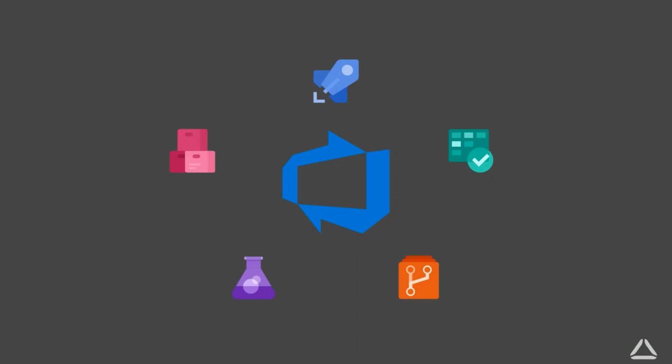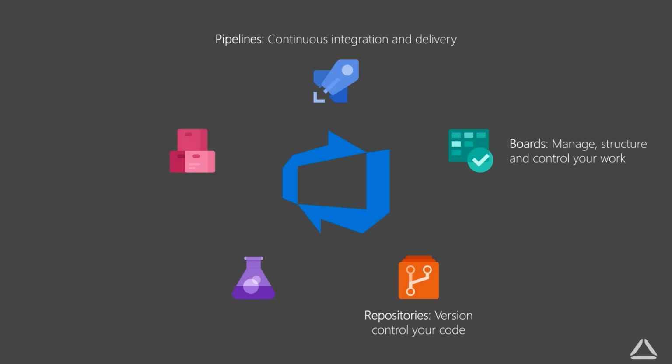Okay, but for today's topic, as I said, we will be talking about Azure DevOps. This is the Azure DevOps logo. And if you've been following the Business Central community or Azure DevOps in general, then you will probably know that there are 5 parts to Azure DevOps, and those are the 5. So we have the pipelines for continuous integration and delivery. We have the board to manage, structure, and control your work. We have the repository to version control your code. We have the test plans to do manual and exploratory testing, and we have the artifacts to create and share packages.